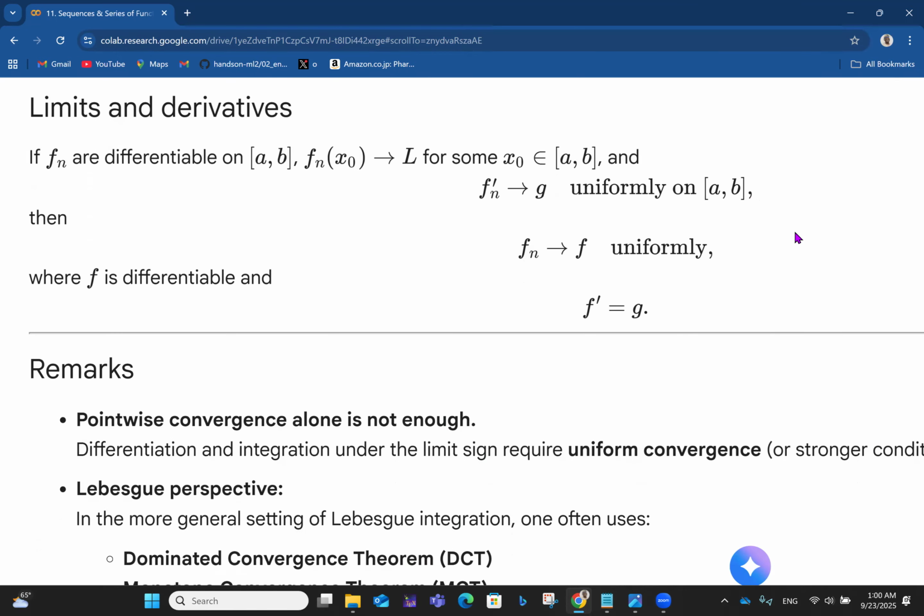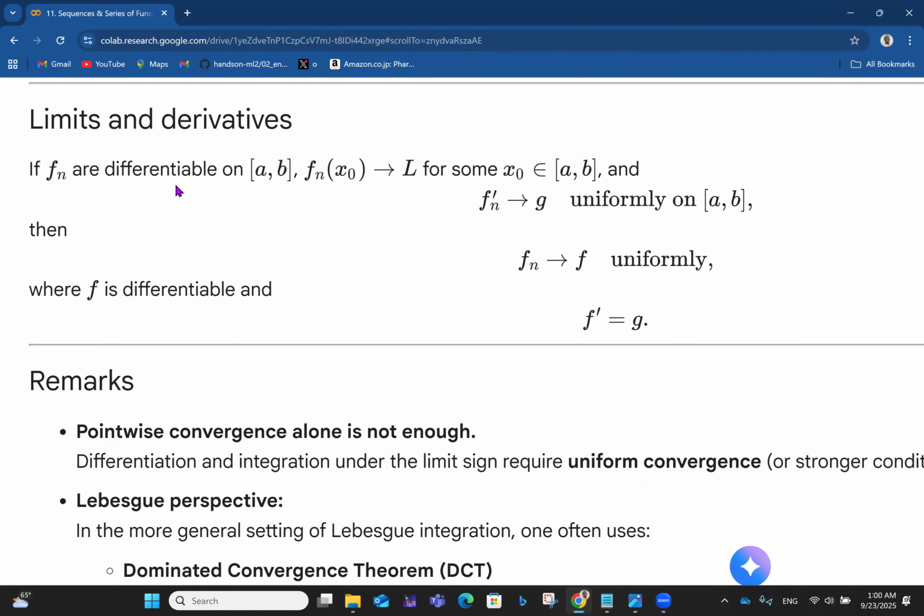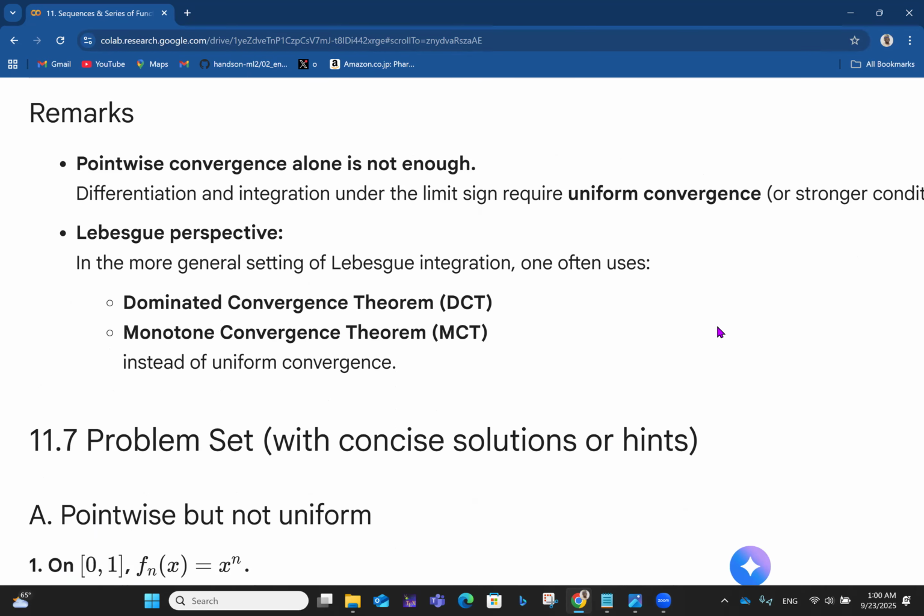Then we have limits and derivatives. If the sequence of functions f_n are differentiable on the closed interval [a, b], and f_n(x_0) approaches L for some x_0 belonging to the closed interval [a, b], and f_n prime approaches g uniformly on the closed interval [a, b], then f_n approaches f uniformly, where f is differentiable and f prime is equal to g. So we have some remarks.